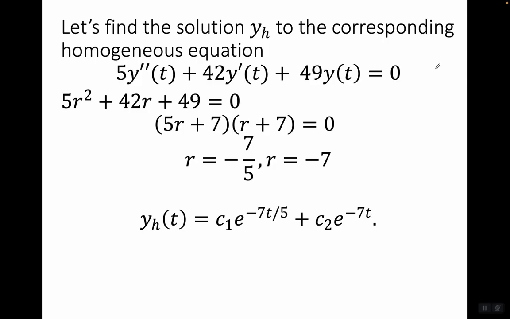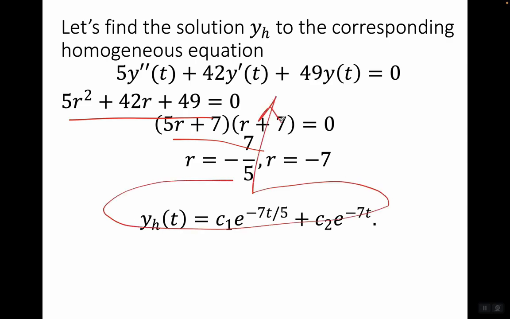Let's find the solution y sub h to the corresponding homogeneous equation 5y double prime plus 42y prime plus 49y equals 0. We've seen how to do this. We write this as 5r squared plus 42r plus 49 equals 0, which factors nicely. 5r plus 7, r plus 7 equals 0. So in other words, r equals negative 7/5, or r equals negative 7. So the solution to this homogeneous differential equation is y equals c1 e to the negative 7t over 5 plus c2 e to the negative 7t.